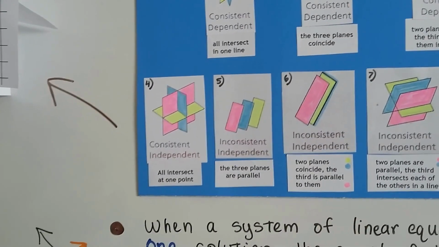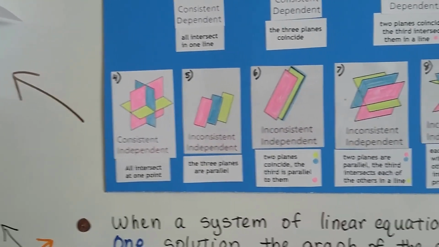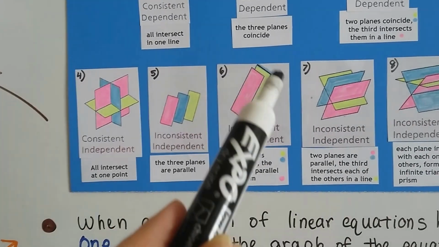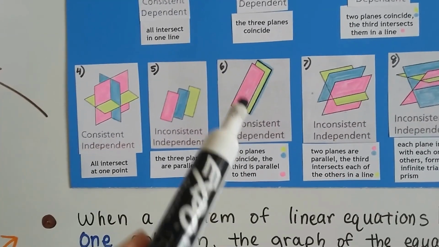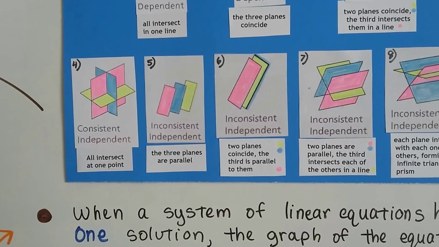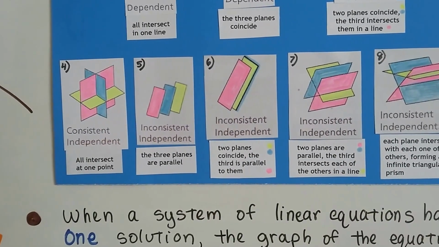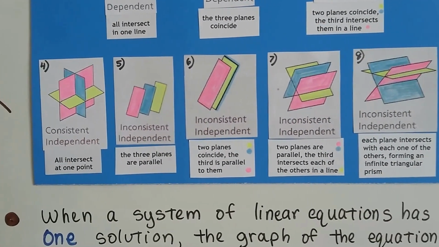They're all parallel to each other. All 3 planes are parallel. In this one, the yellow and the blue one are laying on top of each other, and the pink one is hovering above them. And that's inconsistent and independent. 2 planes coincide, and the third is parallel to them.